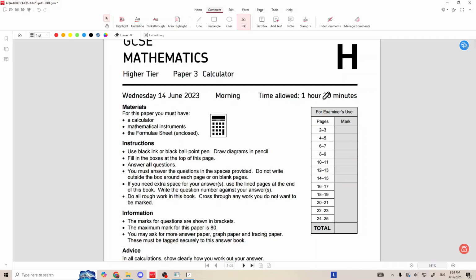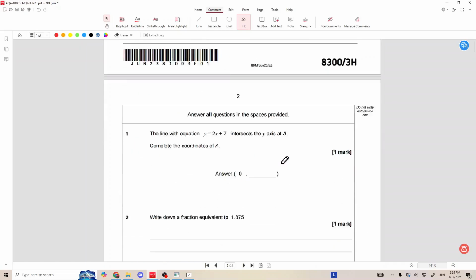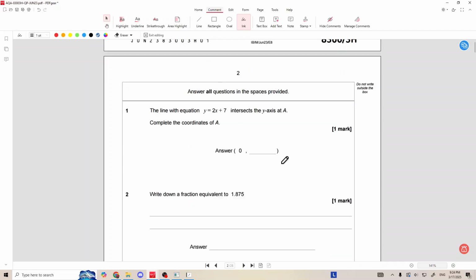Let's start off with this. 80 marks once again. The line with equation y equals 2x plus 7 intersects the y-axis at A. Complete the coordinates of A. So, intersects the y-axis at A. That just means when x is 0, so y is 7.